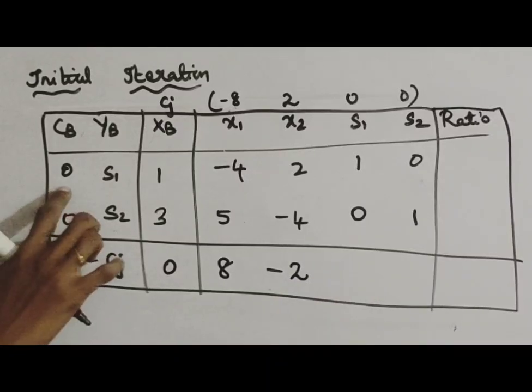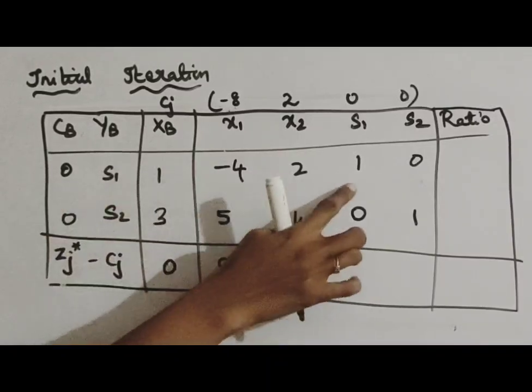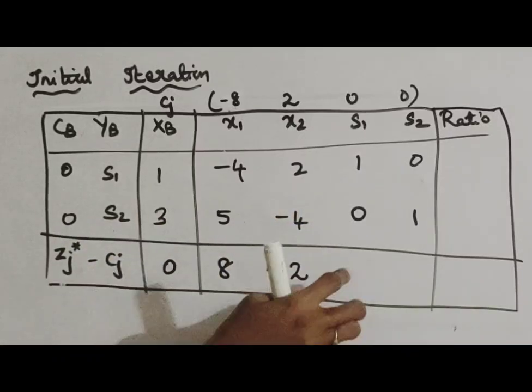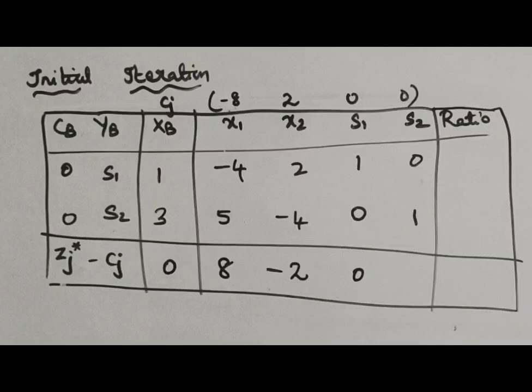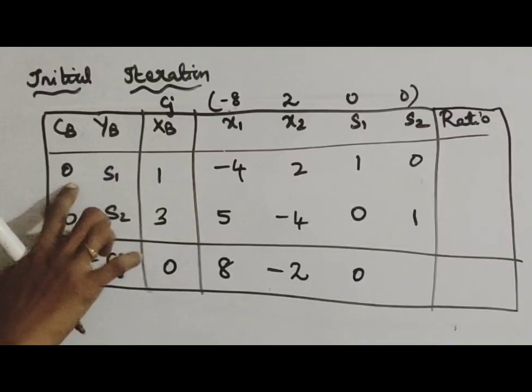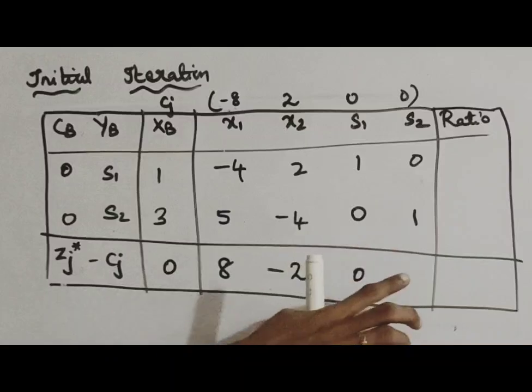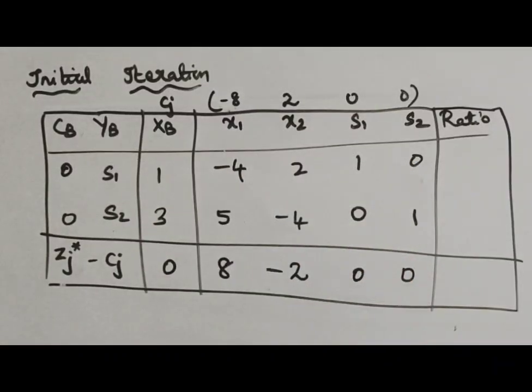And for the variable s1, 0 into 1 is 0, plus 0 into 0 is 0, minus 0, that is 0. For the variable s2, 0 into 0 is 0, plus 0 into 1 is 0, minus 0, so we get 0.